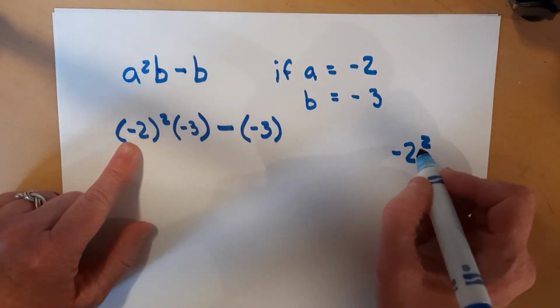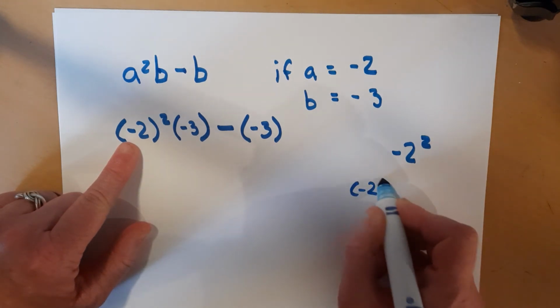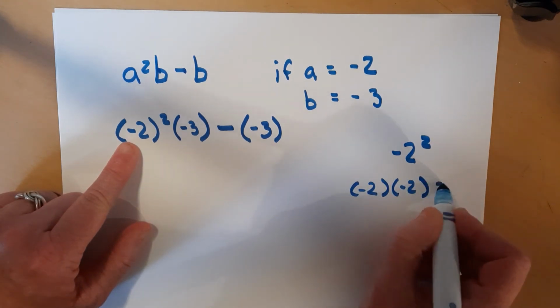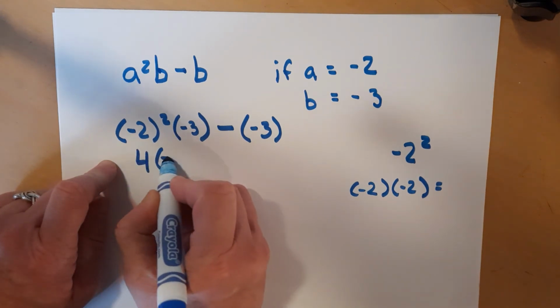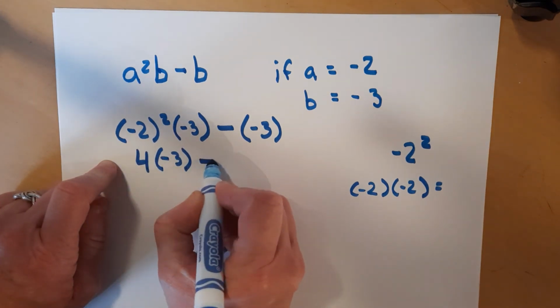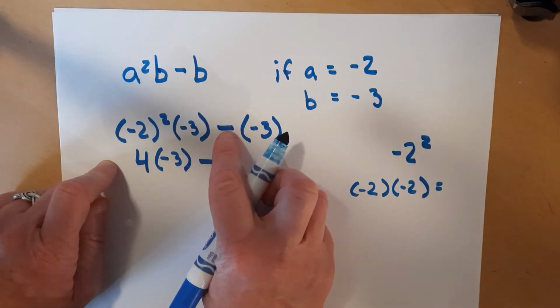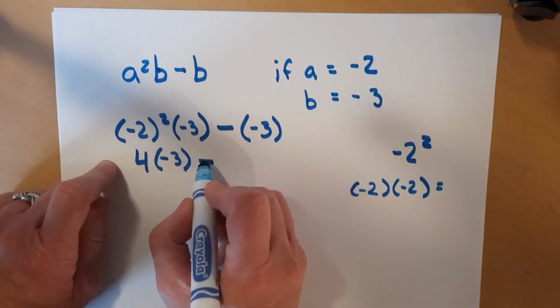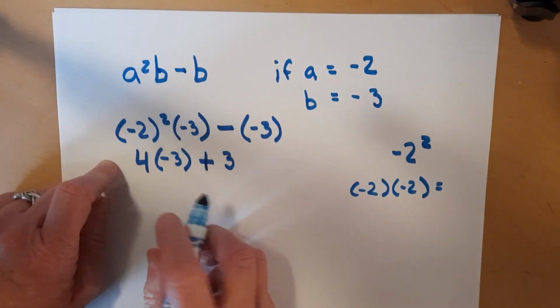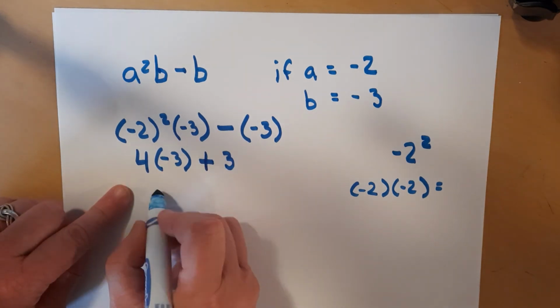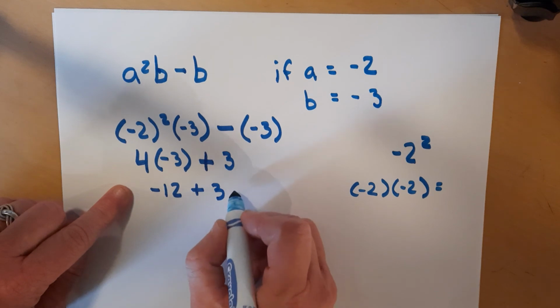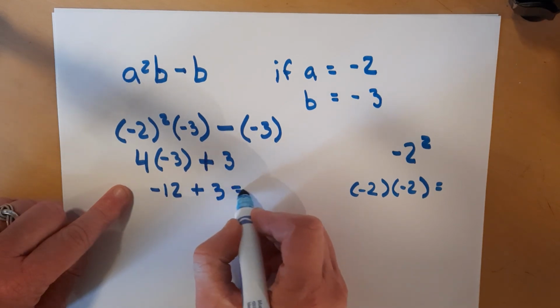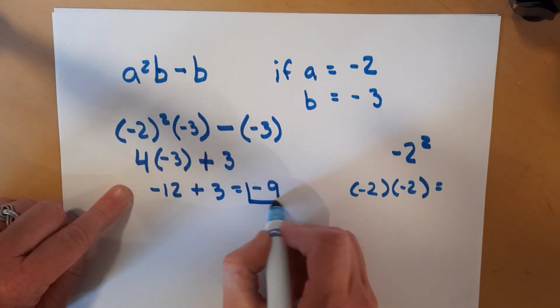(-2) squared is -2 times -2, which is a +4. So that's 4 times -3 minus a -3. When you subtract a negative, it's the same as adding a positive. Now we have 4 times -3, which is -12. We're going to add 3. -12 plus 3 is -9. And that's the answer to our problem.